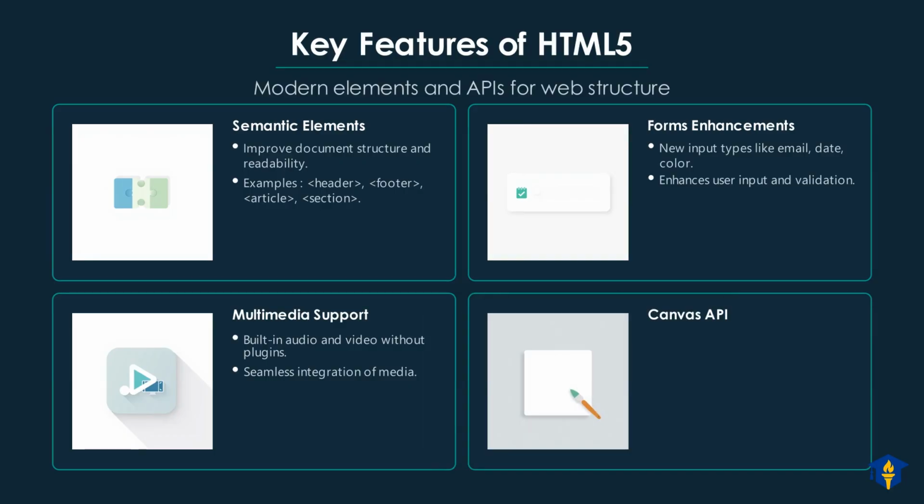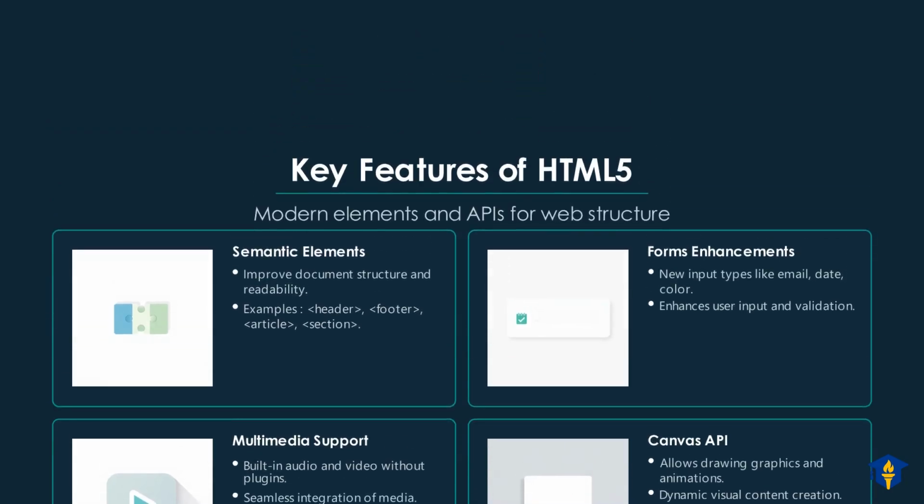Finally, the Canvas API is another powerful feature for creating dynamic graphics and animations. The Canvas API allows you to draw complex graphics and animations directly on the web page using JavaScript. This enables the creation of highly dynamic and interactive visual content like games or data visualizations.